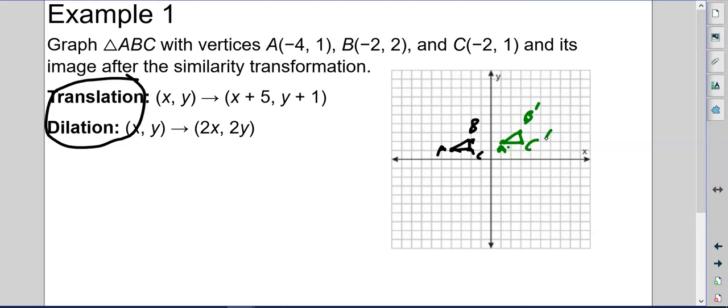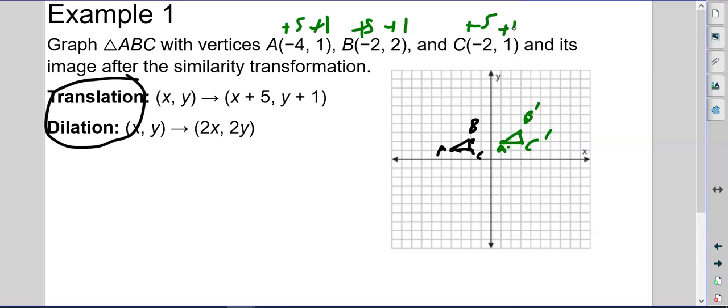Now remember, if you don't like counting, you can just do the math here. You could have added 5 to x and added 1 to y. 5 minus 4 is 1. 1 plus 1 is 2. Add 5. 5 minus 2 is 3. 2 plus 1 is 3. Add 5. 5 minus 2 is 3. Plus 1 is 2. Your choice, whatever you understand better.